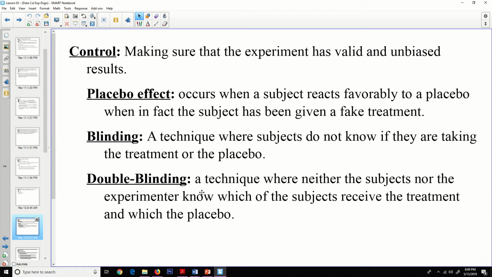Double blinding is a technique where neither the subjects nor the experimenter know which subjects received the treatment and which received the placebo. In addition to the placebo effect, sometimes the person giving out the real treatment might tip his hand, and the people getting the treatment actually know they're getting it, so they get a double bonus effect. They get the placebo effect plus the effect of the treatment, whatever it is. So sometimes we use the double blinding technique.